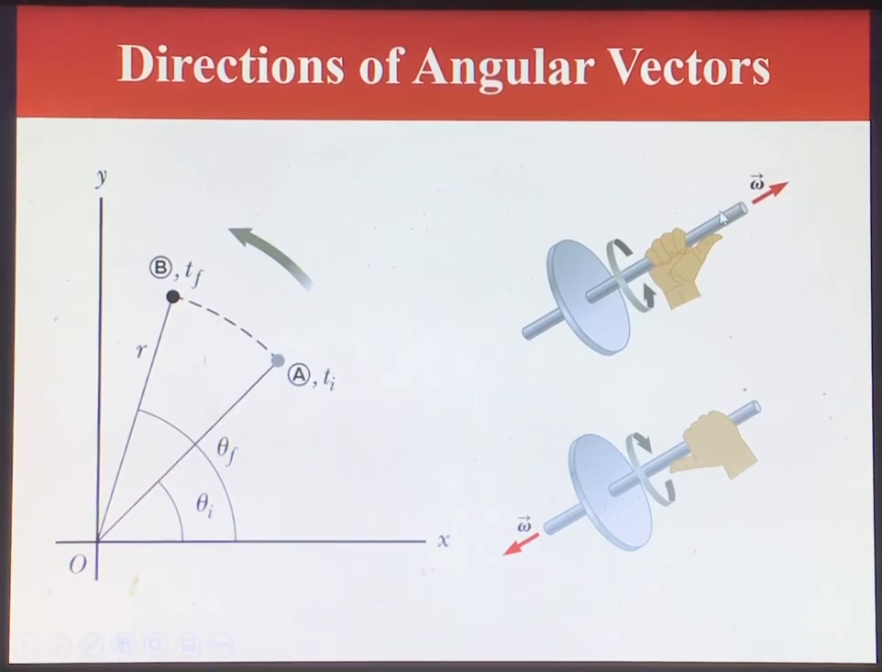So again, we can say that the angular speed, the angular velocity, is a vector quantity. If this is counterclockwise, it means that this is a positive value of the vector, pointing up. And if this is clockwise, it's pointing in the opposite direction, so this will be considered negative.